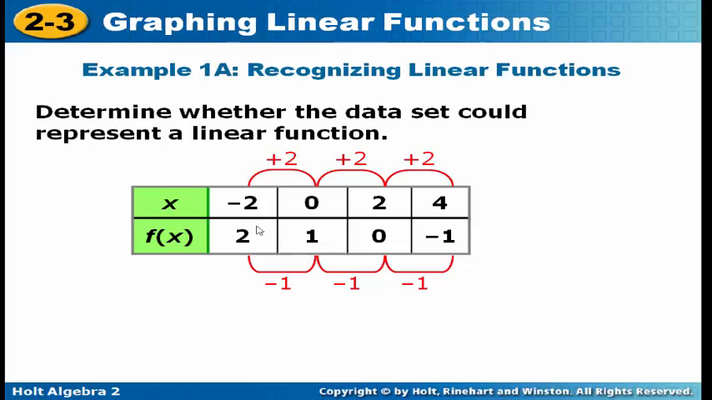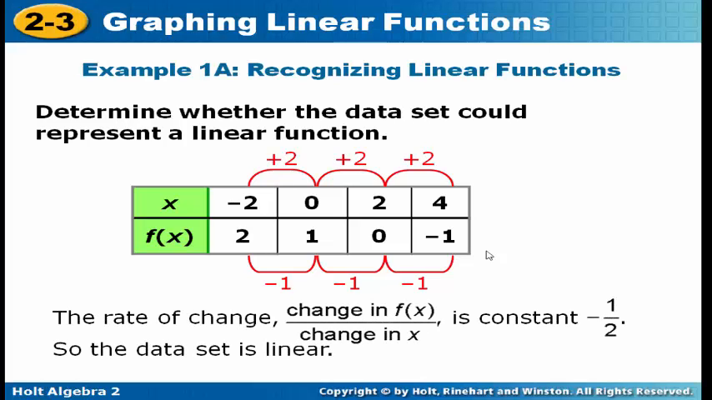So between each 2 points, the change in y over change in x here equals the change in y over change in x here, and equals the change in y over change in x here. So this function is linear. The rate of change, change in y over change in x, is constant. In between each 2 points it is negative half. So this data set is linear.